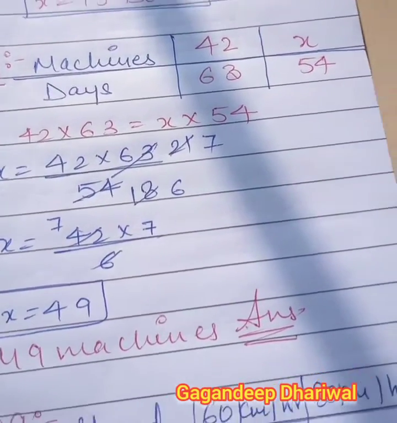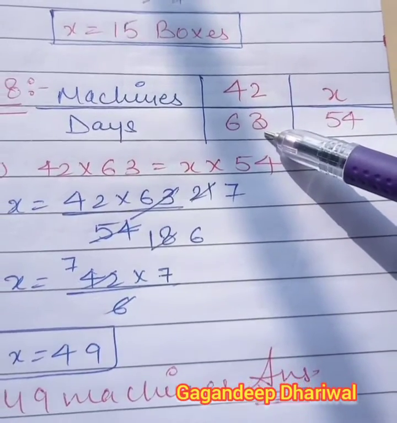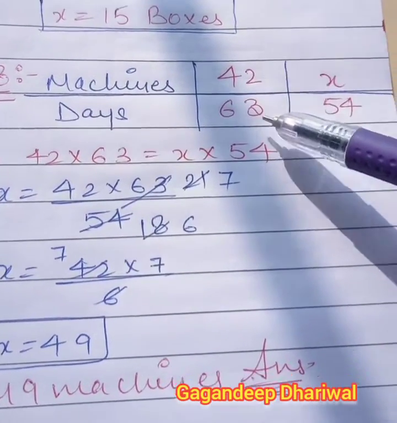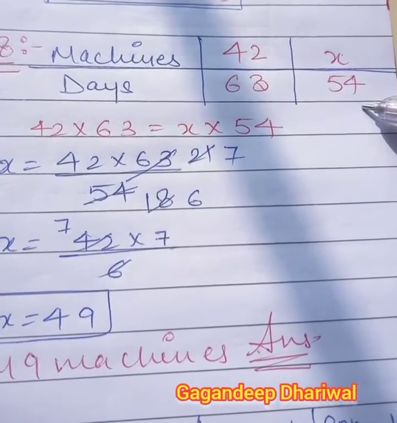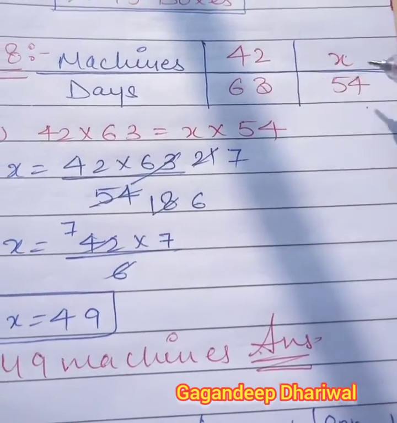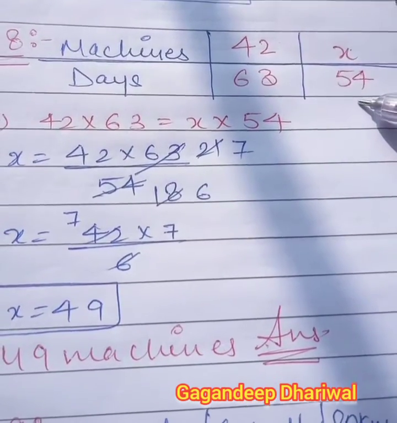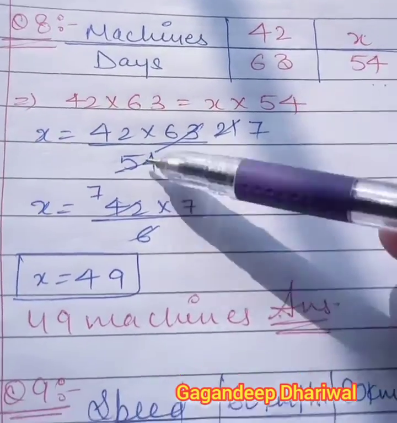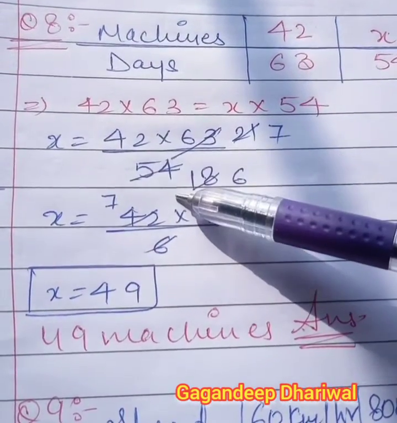So it is given that if there are 42 machines, then 63 days are needed to complete the work. Now let there be x machines to complete the work in 54 days. Since this is an indirect proportion, 42 into 63 equals x into 54. Moving 54 to the denominator, x equals 42 into 63 by 54.